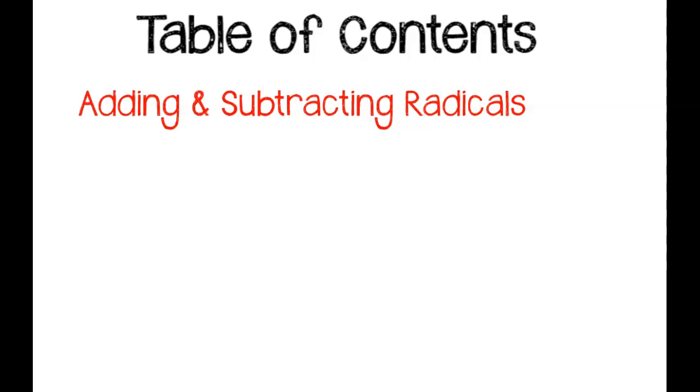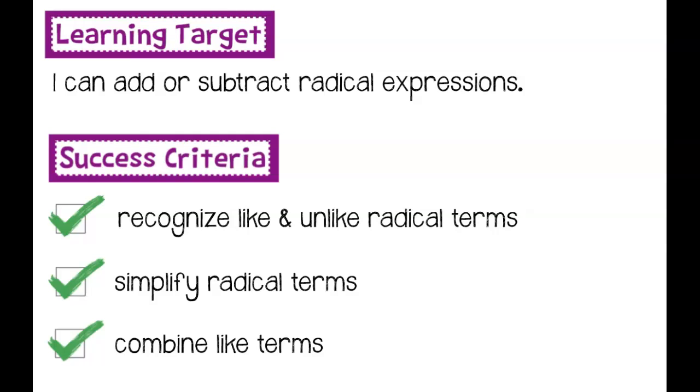Alright, let's get started. By the end of this video, you should be able to say that you can add or subtract radical expressions. In order to do that, you need to know these three things. You need to be able to recognize like and unlike radical terms. You need to be able to simplify radical terms. And you need to be able to combine like terms.